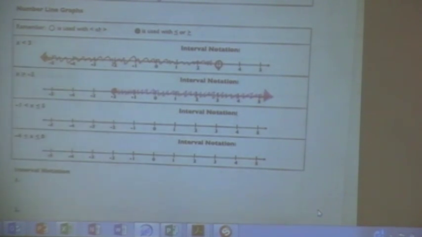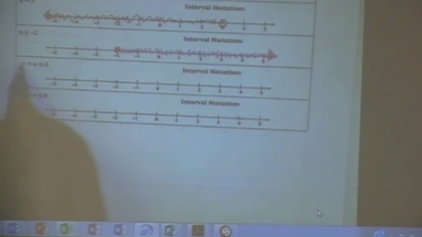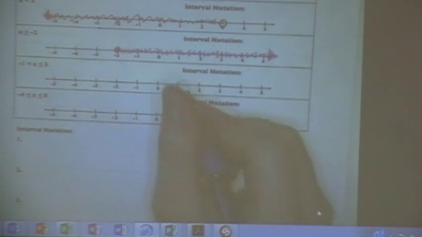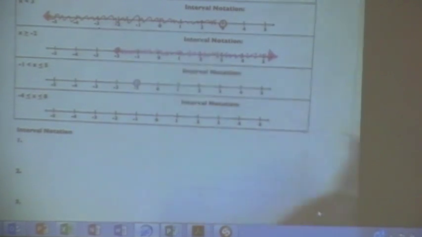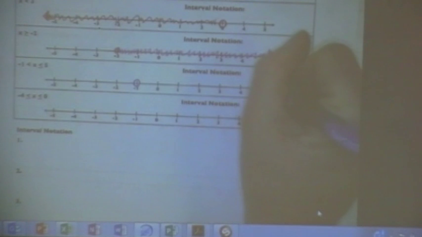Alright, so next one. This is what we call a compound inequality. It has 2 values, 2 signs, which means I'm going to have 2 dots. Alright, so I need a dot on -1. What kind? Hollow. Hollow open dot on -1. What about the one on 5? Solid. Solid. Shade in between the 2 dots.